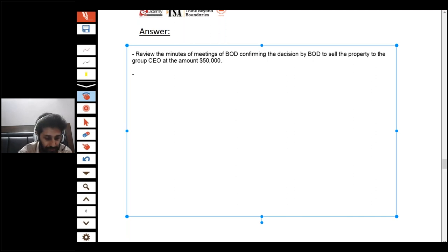Second point, remember that whenever there is a property transaction, whenever there is a sale or purchase transaction, firstly, it is the sale deed, or you can say the legal documentation, the contract between the purchaser and the seller, which determines the amount and the terms and conditions.